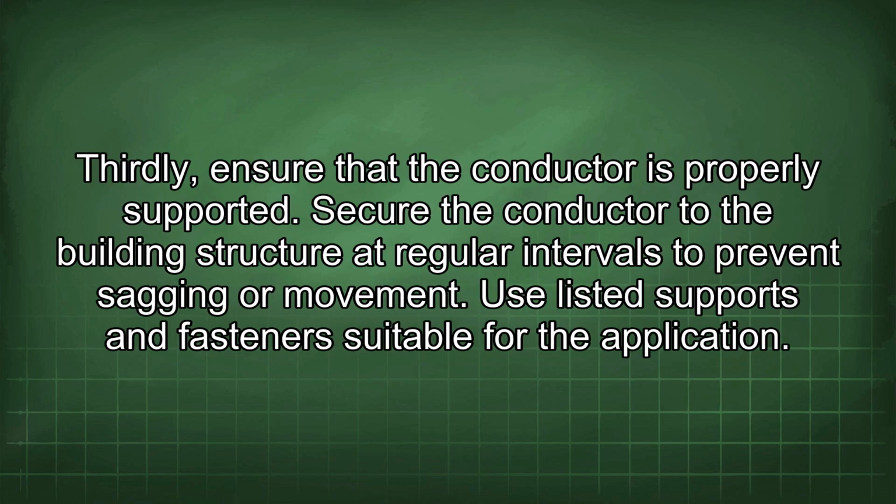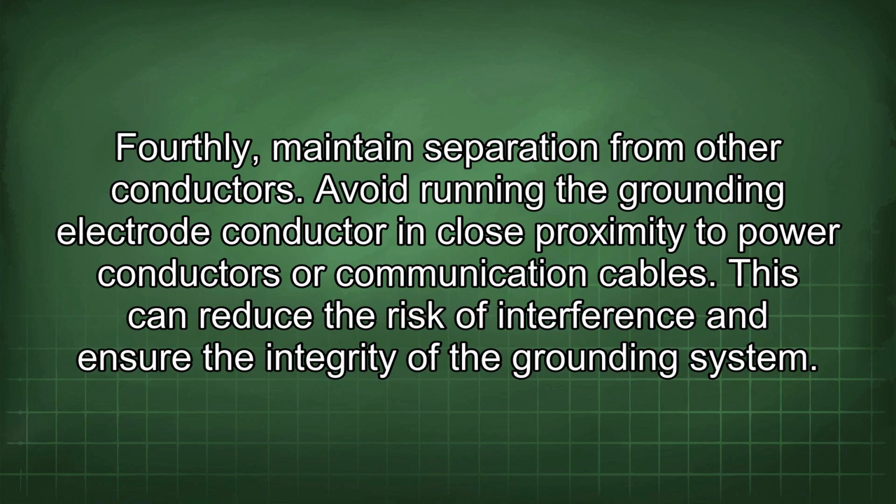Thirdly, ensure that the conductor is properly supported. Secure the conductor to the building structure at regular intervals to prevent sagging or movement. Use listed supports and fasteners suitable for the application. Fourthly, maintain separation from other conductors. Avoid running the grounding electrode conductor in close proximity to power conductors or communication cables. This can reduce the risk of interference and ensure the integrity of the grounding system.